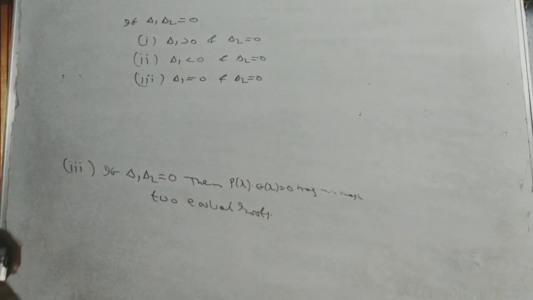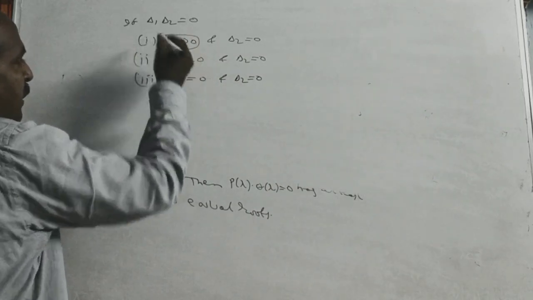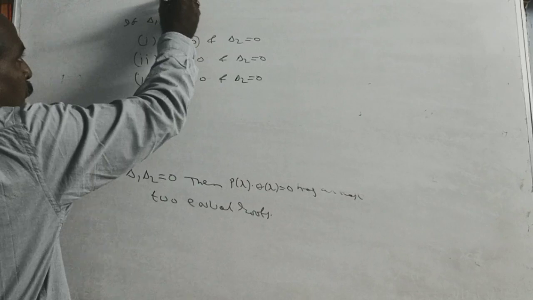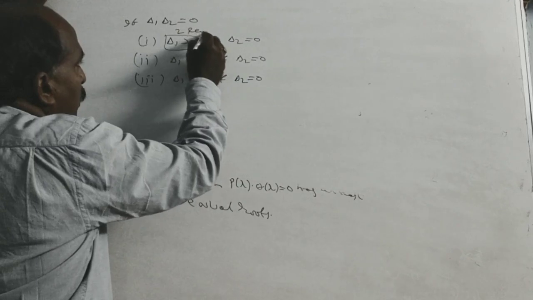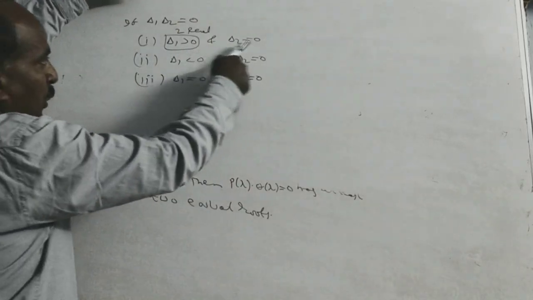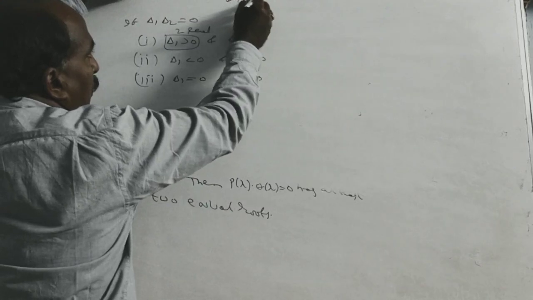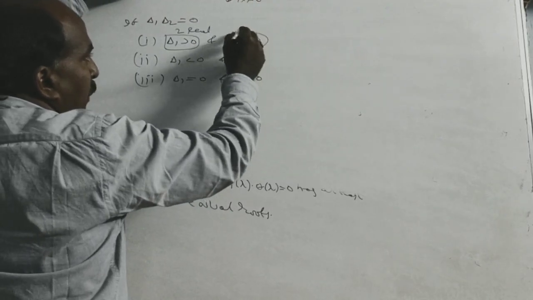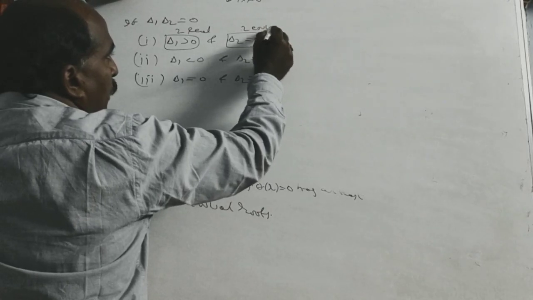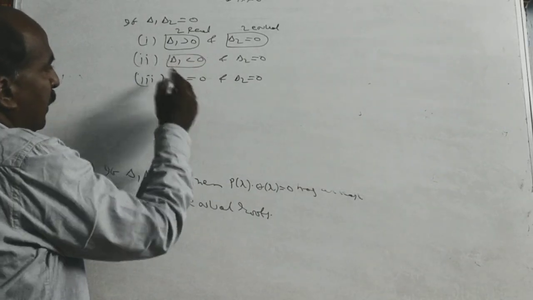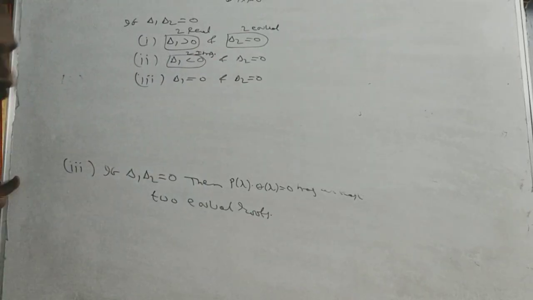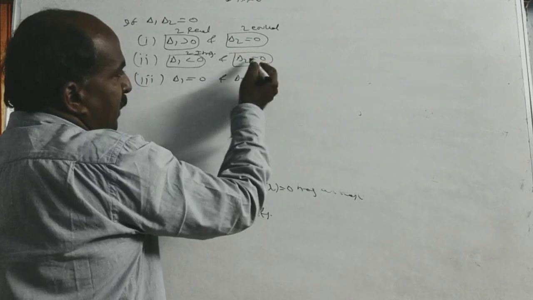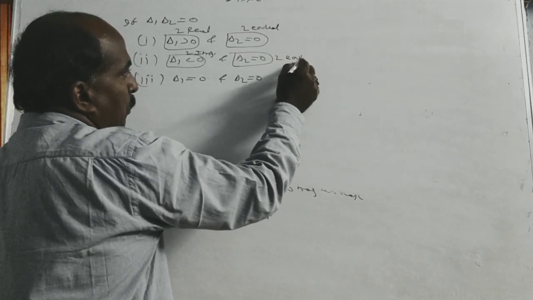In first case, delta 1 positive implies P of x equal to 0 has two distinct real roots, and delta 2 equal to 0 implies Q of x equal to 0 has two equal real roots. In second case, delta 1 negative implies P of x equal to 0 has two imaginary roots, and delta 2 equal to 0 implies Q of x equal to 0 has two equal real roots.